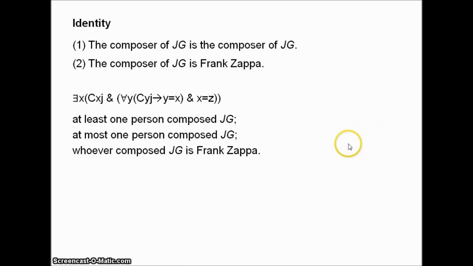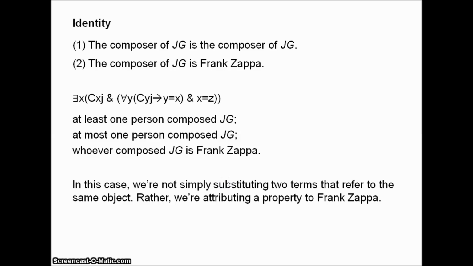The point, of course, is that the composer of Joe's Garage, the description, does not in fact pick out an object. We do not simply have two terms which refer to the same object being substituted for one another. See, in this case, we don't really have an identity statement. What we're doing in statement number 2 is attributing a relational property to Frank Zappa. So it's clear then how this can be non-trivial, whereas the first is only trivial.